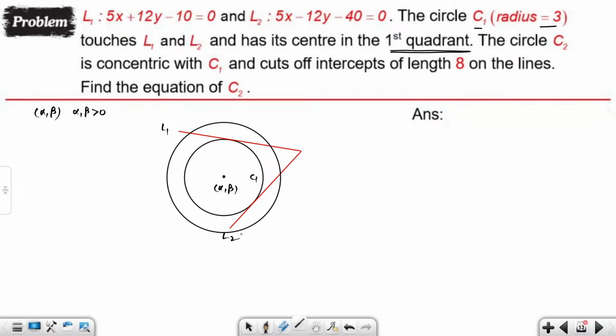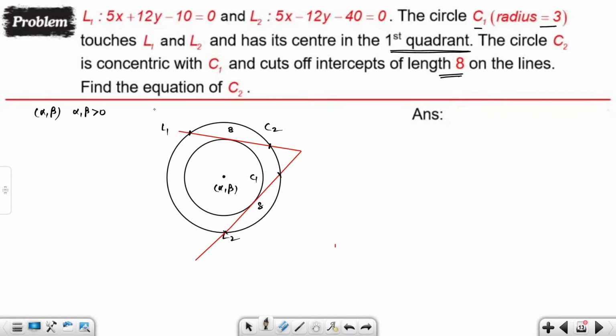Just 1 second. Let me extend this. Then what have they said? The circle C2 is concentric with C1 and cuts off intercepts of length 8 on the lines. So this C2 is basically intersecting this length. This length is nothing but 8. Both of these are 8. This is also 8. Okay.